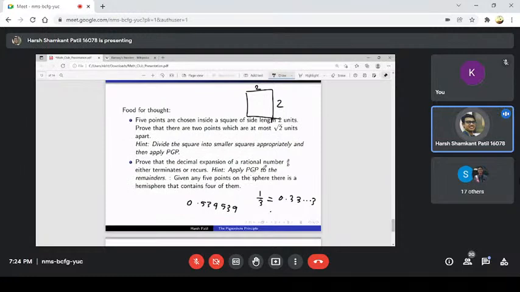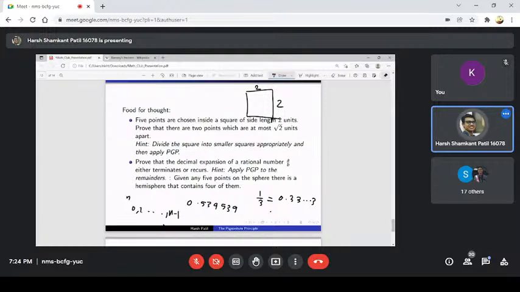The place where you apply the pigeonhole principle is that when you are dividing by some number n, the remainders can only be 0, 1, all the way up to n minus 1. So there are only n possibilities for the remainders, and so when you are repeatedly dividing, the remainder must repeat after some time. I am not going into much detail, but I want all of you to try this.